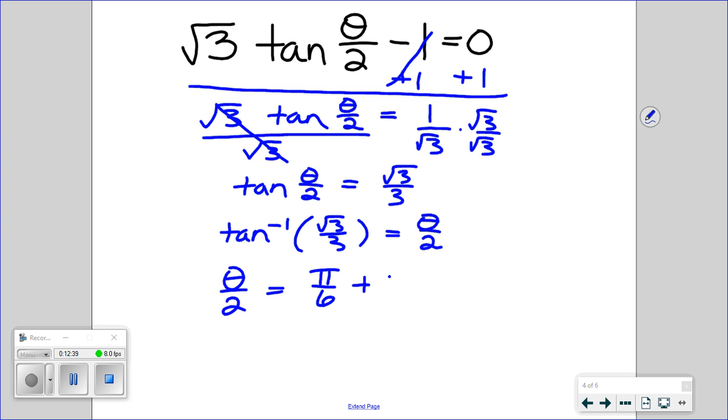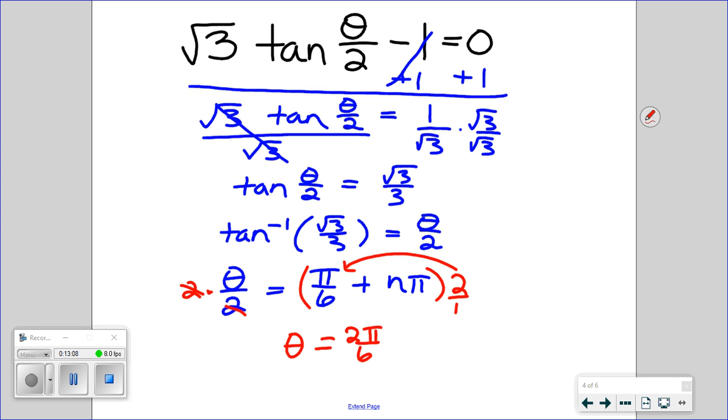Now remember, tangent repeats every 1 pi, so we're just going to add n pi. But then we're not finished. We still got to get theta by itself. So to undo the theta divided by 2, we'll multiply by 2 on both sides. And then we'll distribute the 2 over here. Now, pi over 6 times 2, this is like 2 over 1 as a fraction, is initially going to be 2 pi over 6, but we can simplify that to pi over 3. And then 2 times n pi, we can just write it as now 2n pi.